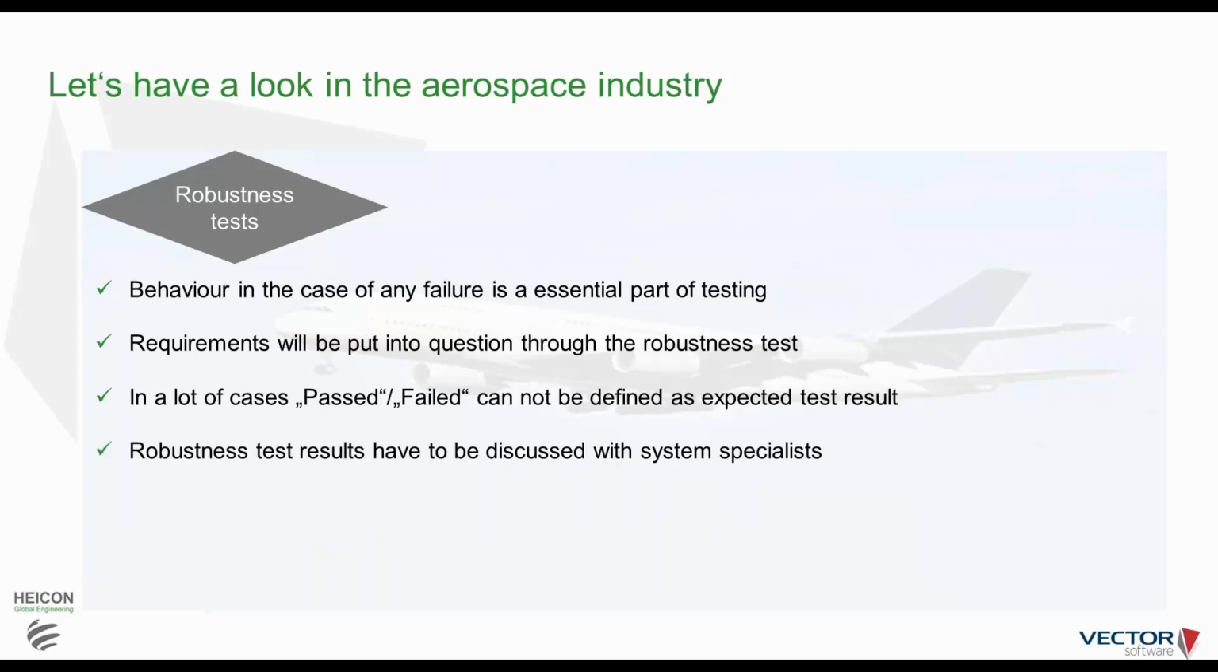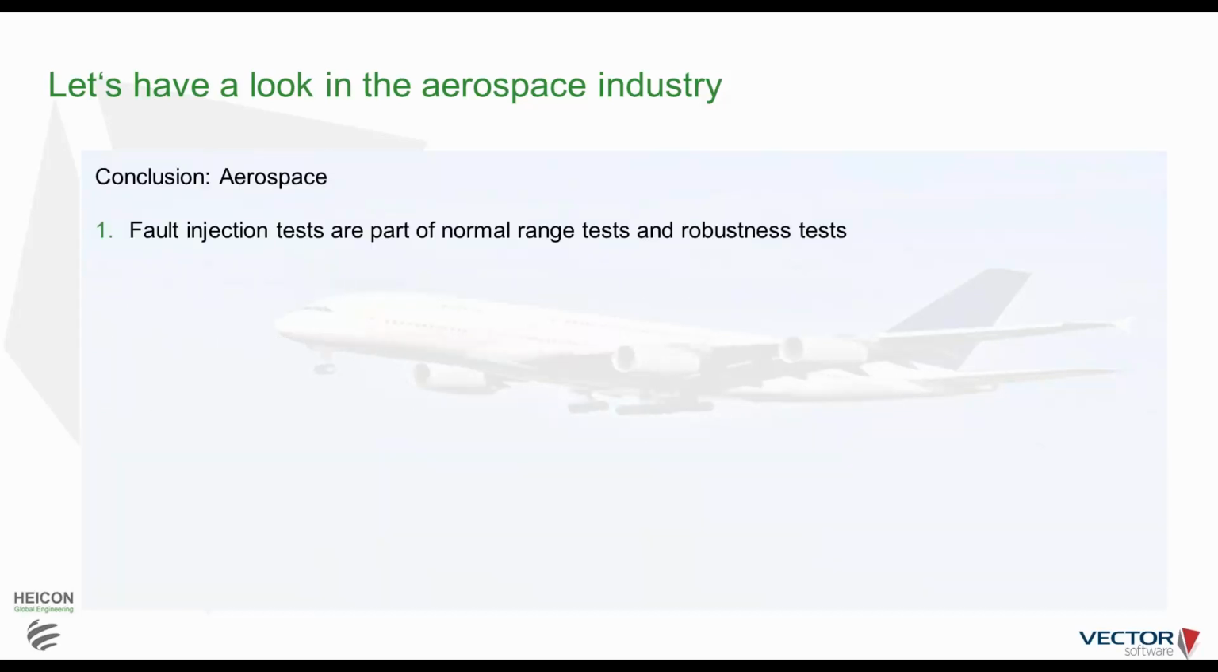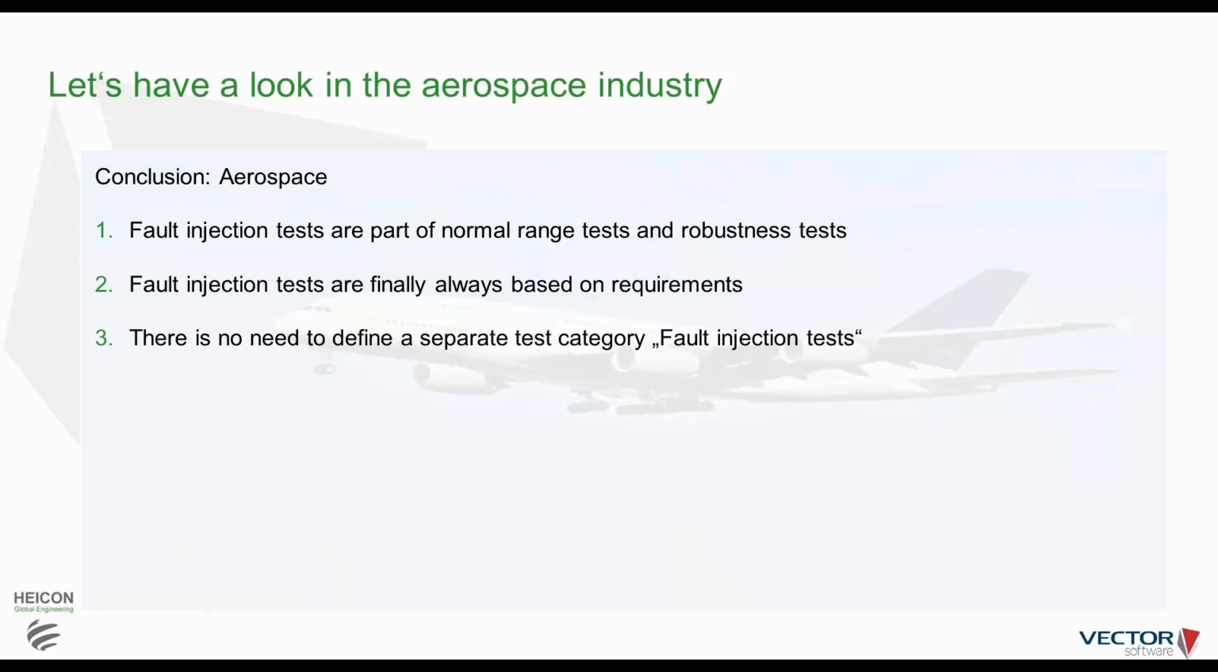Robustness test results have been discussed with system specialists. Yeah, that's what I meant. So the result is then the definition of new requirements or change of existing requirements. So if you do so, fault injection testing becomes part of sometimes normal range tests or part of the robustness testing. In one of these two categories, any fault injection test has to be there. Fault injection tests are finally always based on requirements, if you follow the Aerospace approach, because nothing is there without a requirement. There is no need to define a separate test category fault injection test because of these first 2 points.